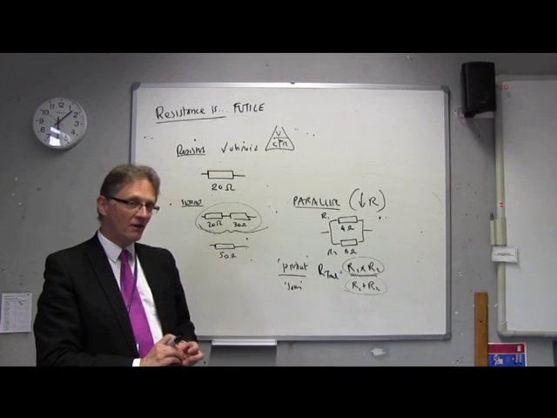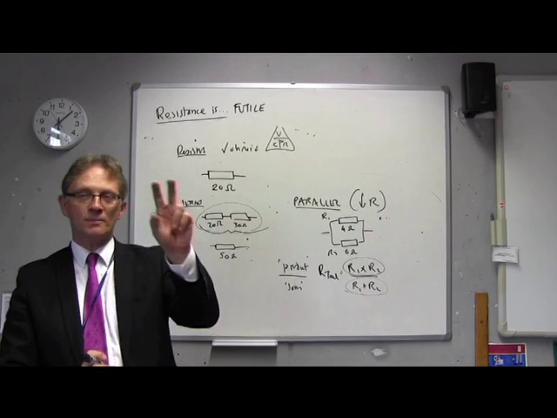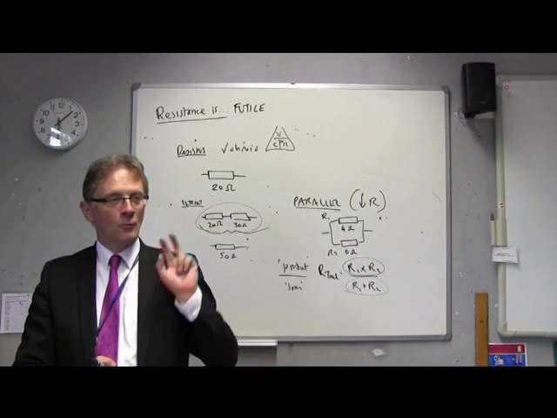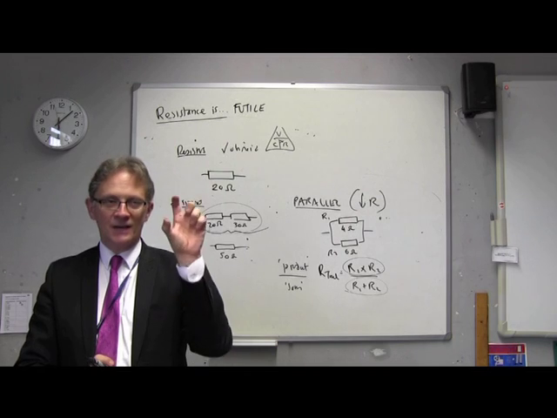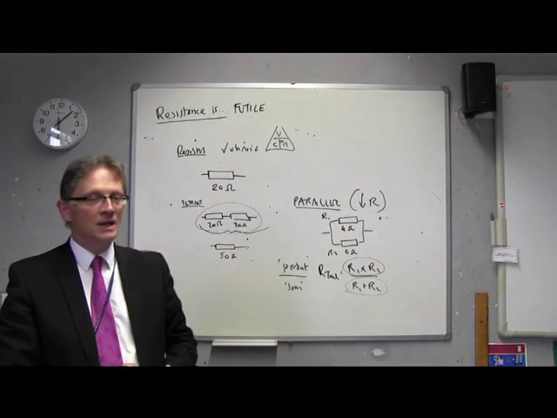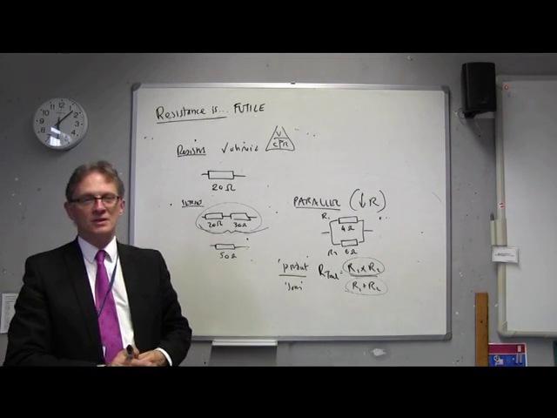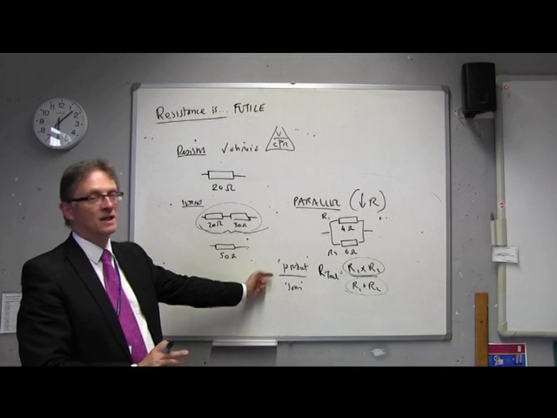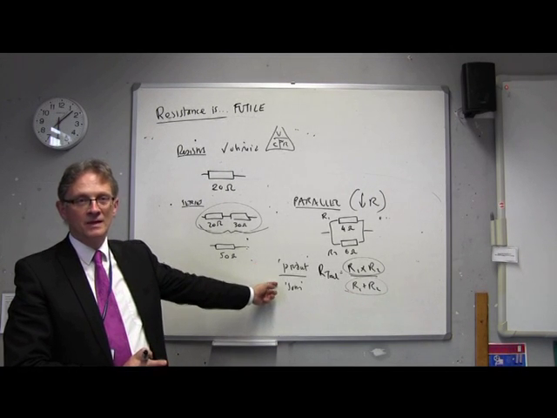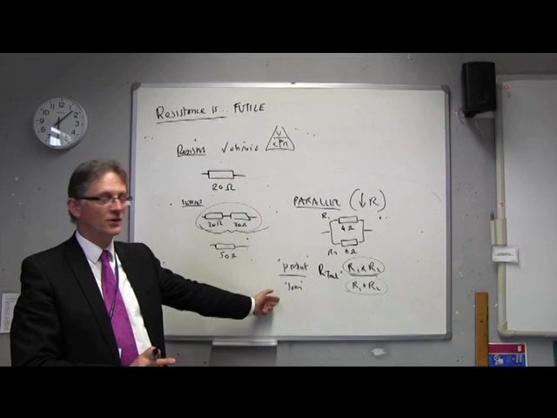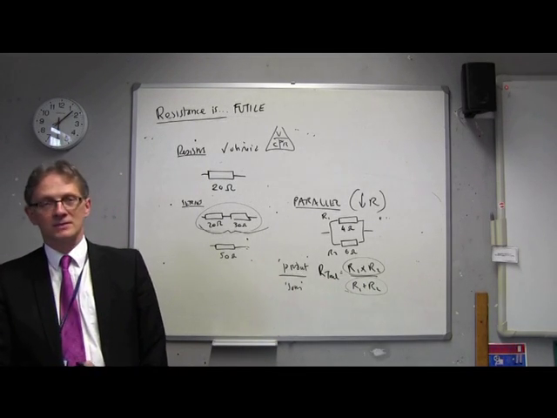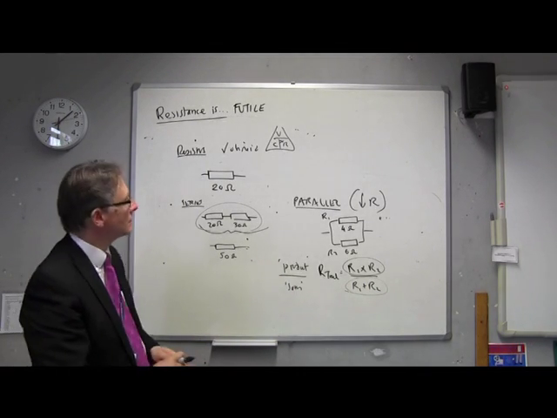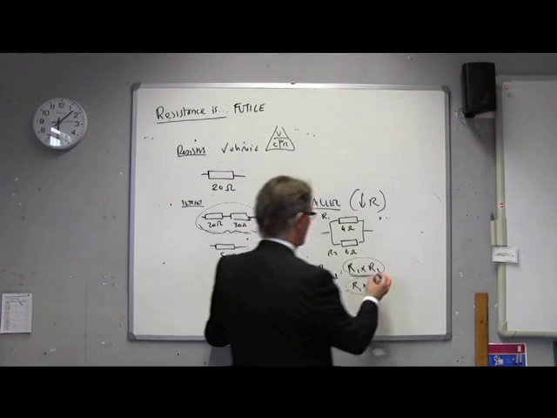So if you get resistors in parallel, how do you work out the total? What's the product of the 2 numbers? What's the sum of the 2 numbers? And then you make a fraction out of that. If you think I might do that and I might get that upside down, it's easy to remember because P comes before S in the alphabet. It's product over sum, not sum over product, because P comes before S, isn't it? Yes, it does.